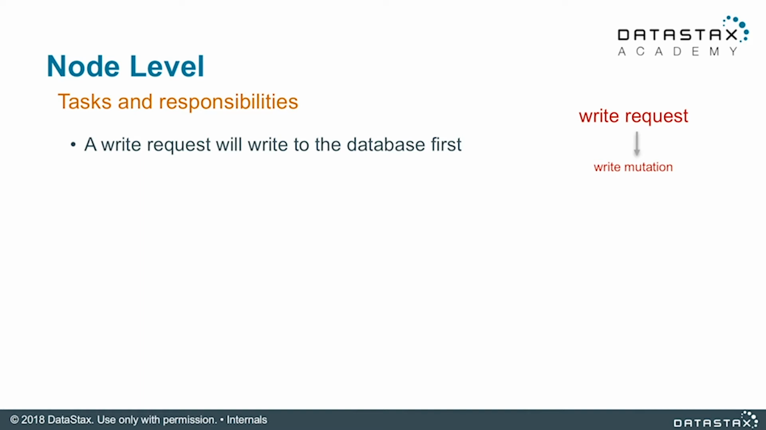Now we get to the tasks that take place at the node level. Regardless of the number of replicas that the write request would be sent to, they all should do the same thing, although not necessarily at the same time. The first thing that happens is that the write request itself is executed. That means that a row or partition is inserted, updated, or deleted.